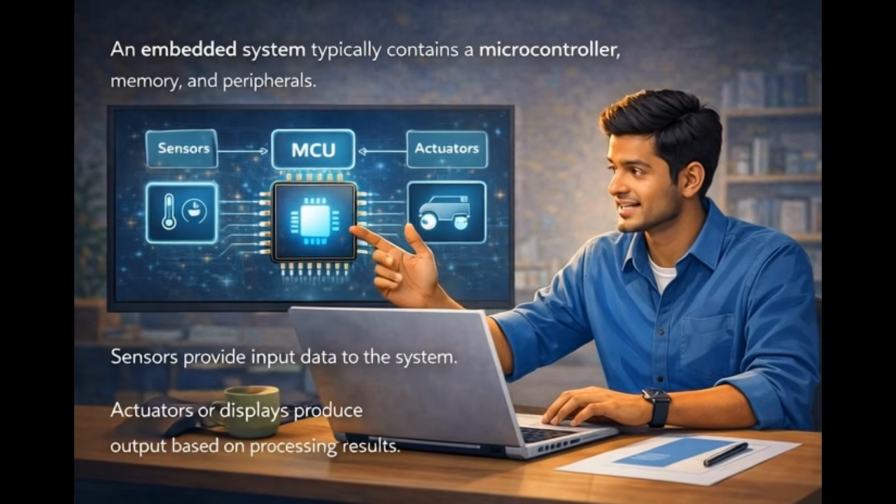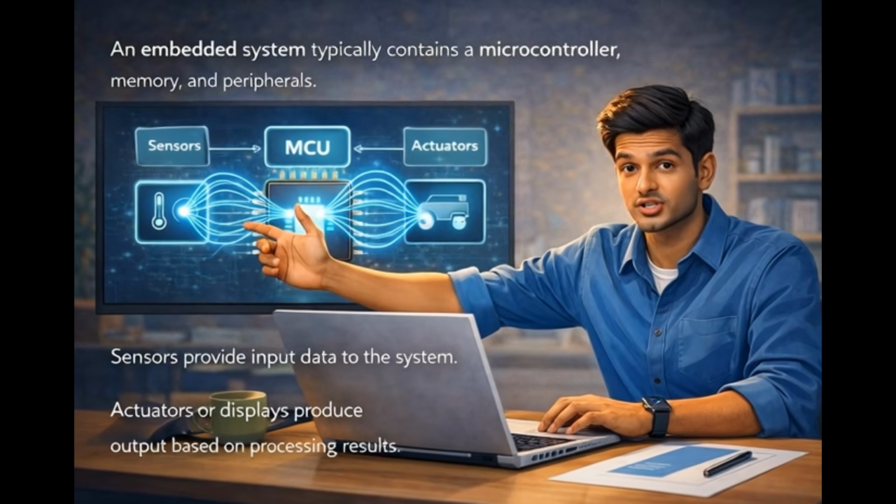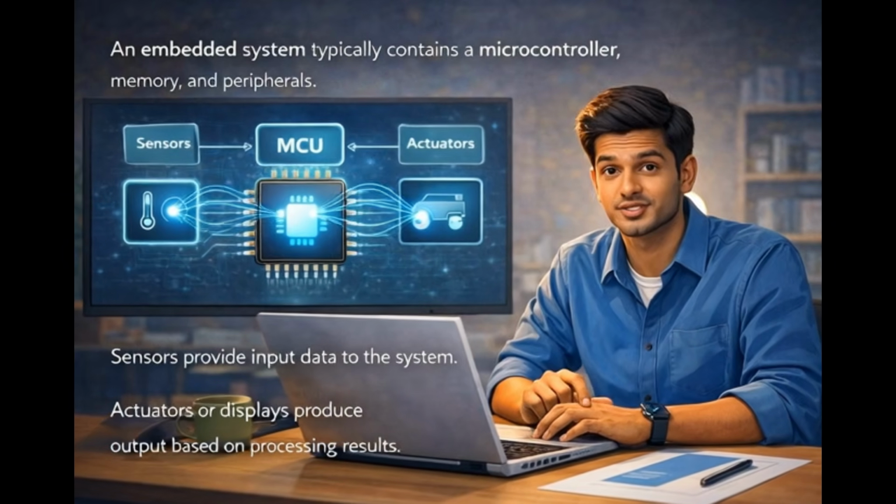Embedded systems typically contain a microcontroller, memory, and peripherals. Sensors provide input data to the system. Actuators or displays produce output based on processing results.